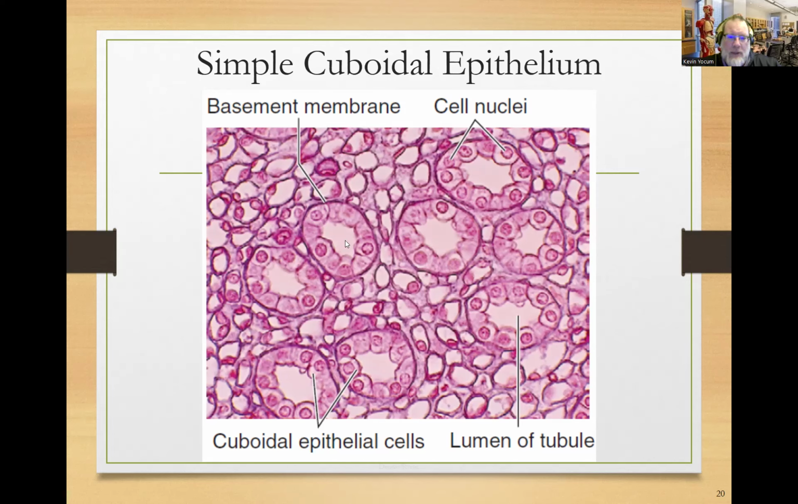I also wanted to mention this white space inside of the tube. That's called the lumen. So I have that down here, lumen of the tubule. So you want to remember that as well.